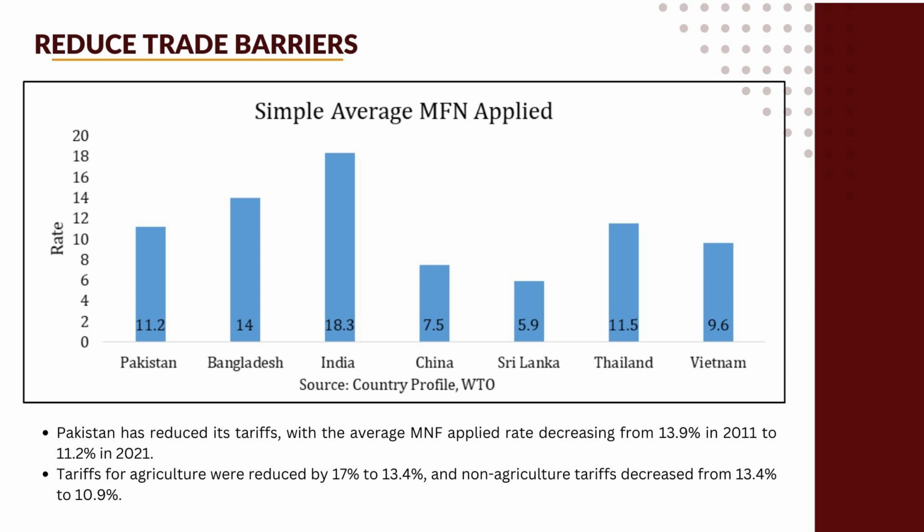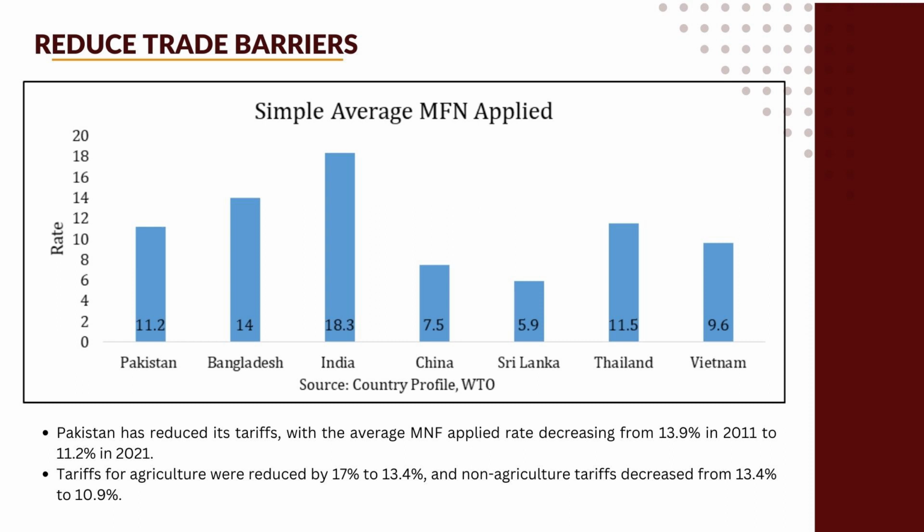Next pillar is to reduce trade barriers. The higher the trade barriers, the lower will be the transfer of knowledge and technology, and the lower will be the integration in global value chains and economic activity in the country. And if we compare the average tariff rates of Pakistan with other countries, then the average tariff rate of Pakistan is around 11.2%, Bangladesh is 14%, India is 18.3%, China is 7.5%, Sri Lanka is 5.9%, Thailand is 11.5%, Vietnam is 9.6%. So Pakistan's average tariff is lower than Bangladesh and India.